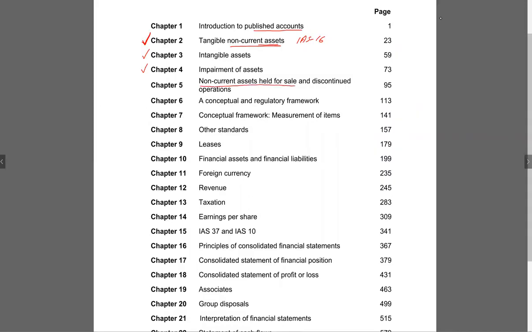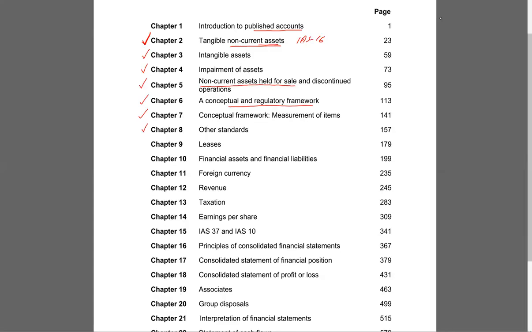Non-current assets held for sale means those assets which we have declared that we will not use in our business, and we are going to sell these non-current assets. After that, we will cover the conceptual framework. What are the basic concepts? What are the fundamental concepts of accounting? So these two chapters will cover conceptual framework and regulatory framework as well.